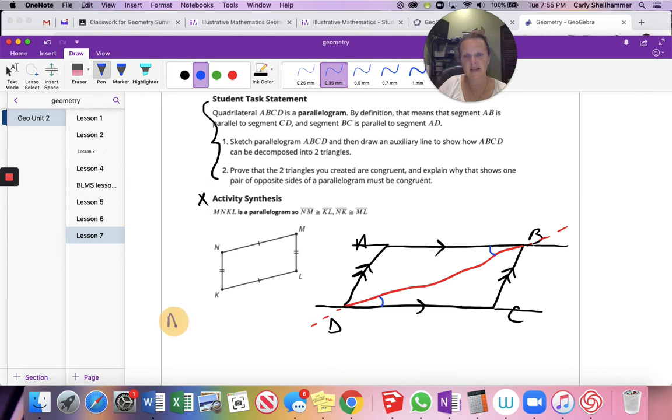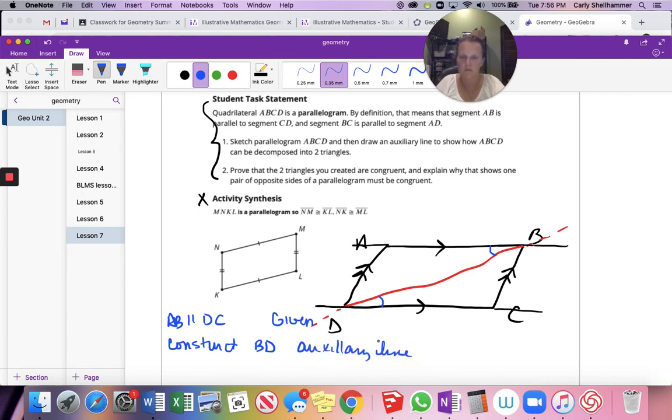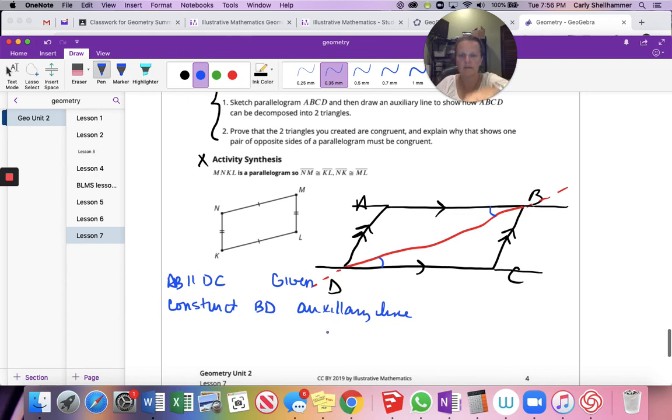So first I can say that AB is parallel to DC. And then I can construct BD just for an auxiliary line. Sorry, this first one is given, and this is my auxiliary line. All right, move this up a little bit.